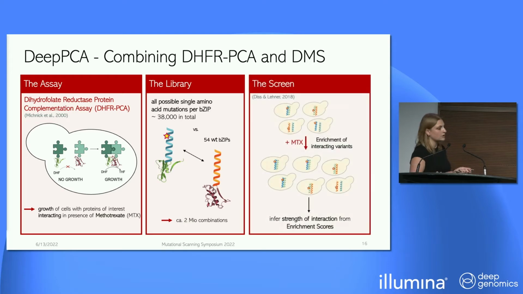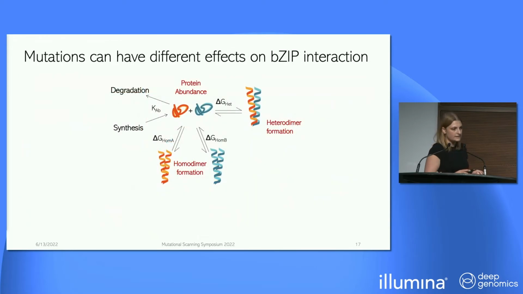And finally, we perform a rather standard deep mutational scanning screen where we express in yeast one pair of BZIPs, variant plus wild-type per cell. We let them grow in this competition screen under methotrexate selection, which results in enrichment of interacting variants. And we can finally infer the strength of interaction from enrichment scores that we measure with next-generation sequencing. However, it is not that easy.